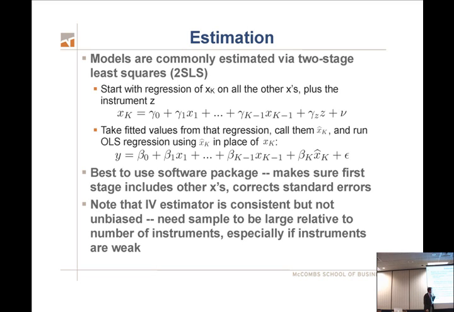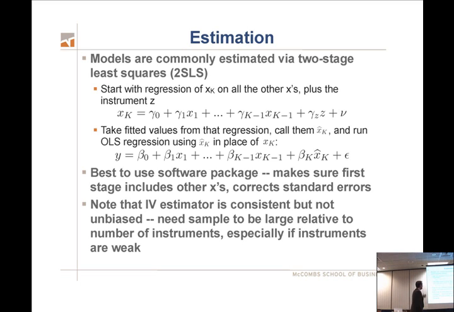It's also worth noting that an IV estimator is consistent but is not unbiased. So if I have all the data in the world, the distribution is going to converge to the right number. But for any small amount of data, I cannot say that the expected value of the estimator is the truth. So I still have some bias problem.